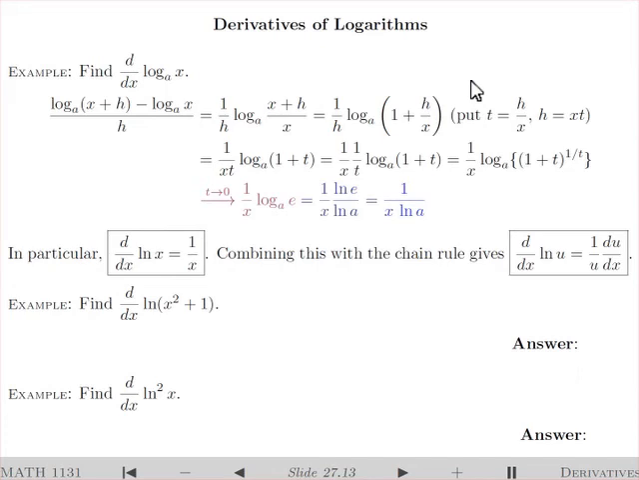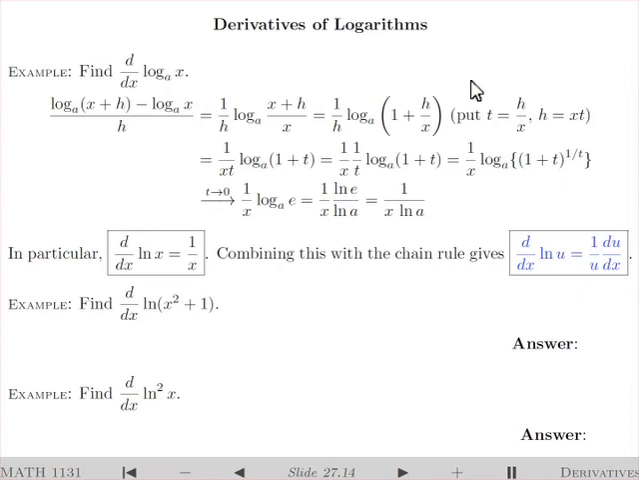In general, I have this extra factor ln a, which typically is irrational for familiar numbers like 10 or 2. But in the special case that a is e, since ln of e is 1, I just get 1 over x. So ln of x, in contrast to other bases, has a particularly nice form. The derivative of ln of x is 1 over x.